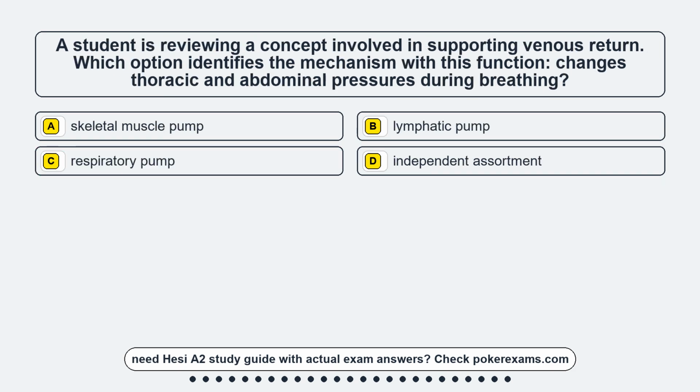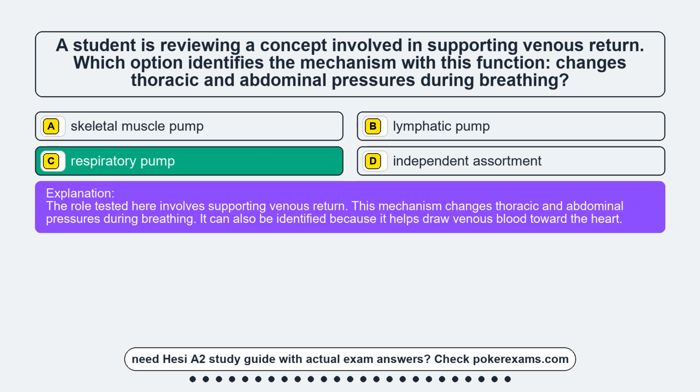Question 6. A student is reviewing a concept involved in supporting venous return. Which option identifies the mechanism with this function, changes thoracic and abdominal pressures during breathing? Option A, skeletal muscle pump. Option B, lymphatic pump. Option C, respiratory pump. Option D, independent assortment. The correct answer is option C, respiratory pump.